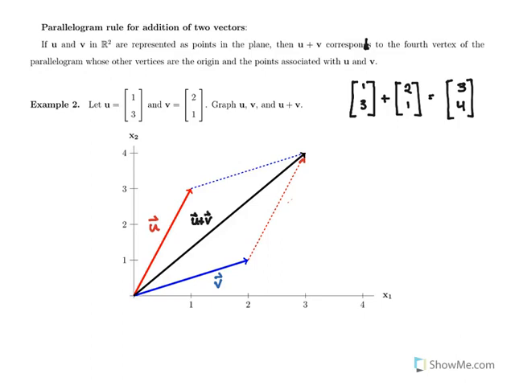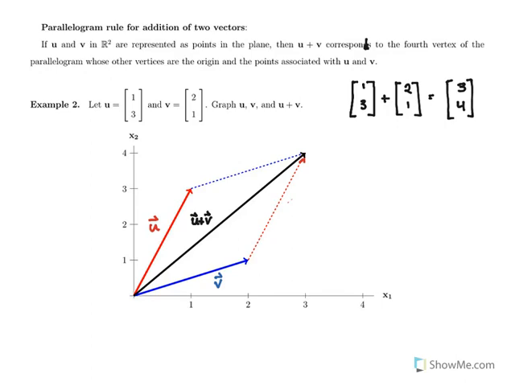This black one, u plus v, is 3, 4. Thinking about this algebraically, the title of this slide is the parallelogram rule for addition of two vectors. If I have two vectors and I draw a parallelogram with those, the diagonal will correspond to the addition of those vectors. What's important here is, again, the positionless aspect of vectors.